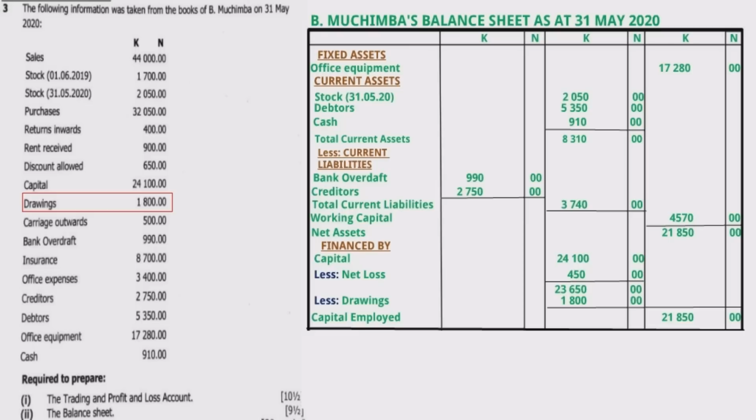That means our balance sheet for Mr. Mchimba is well done. Okay, like this, that's how it's supposed to be done, and you get all the marks for this question. I'm sure it's 9.5 marks, so you are going to get all the marks.